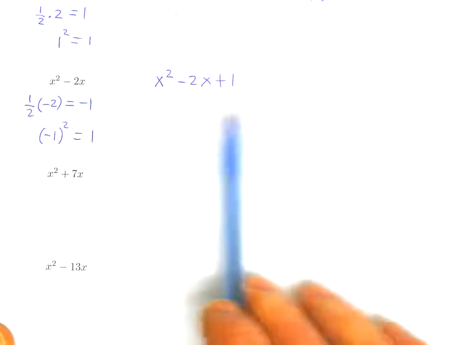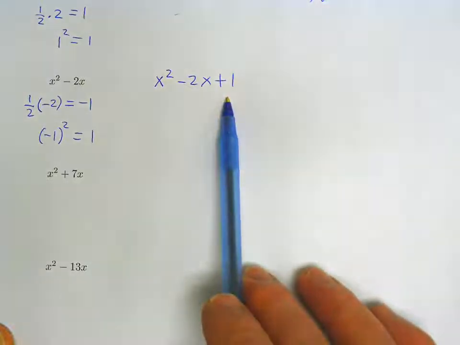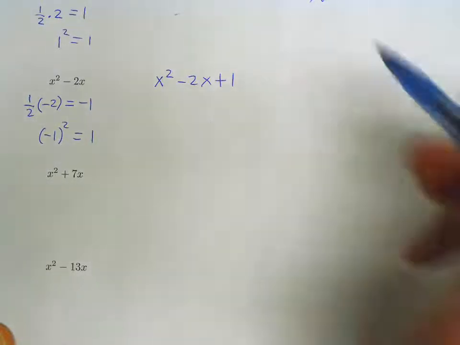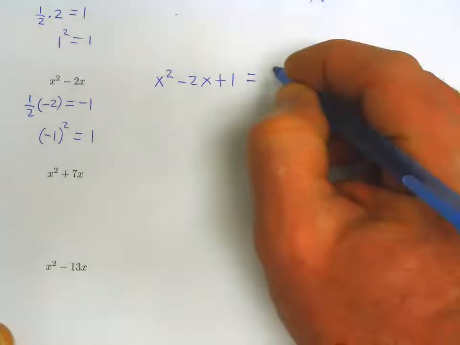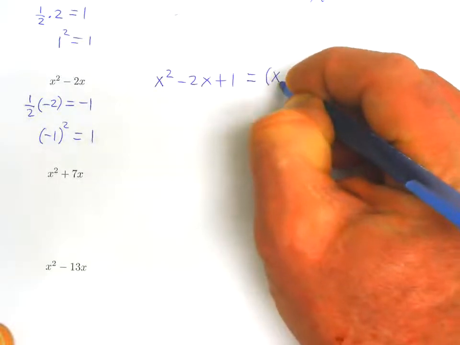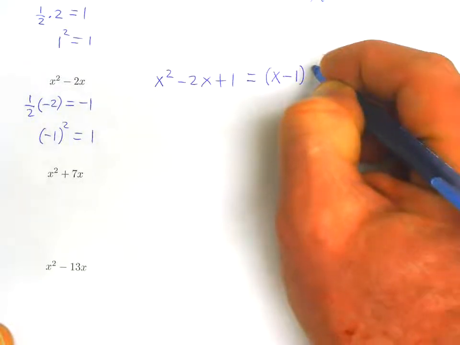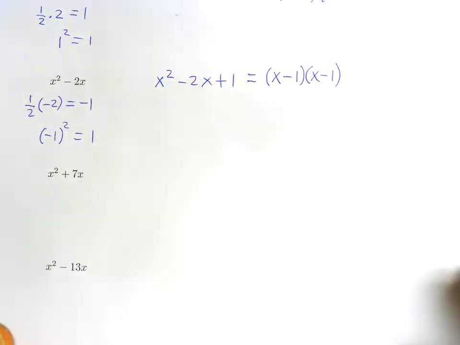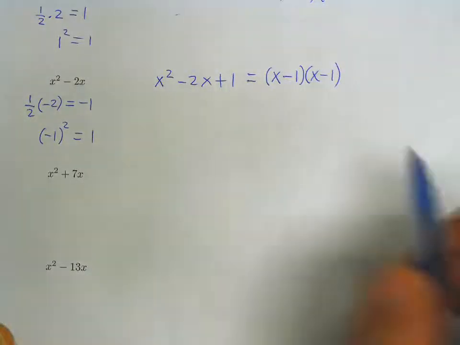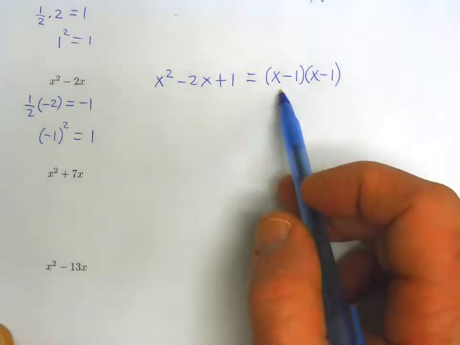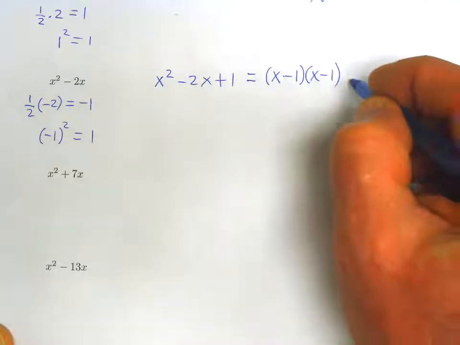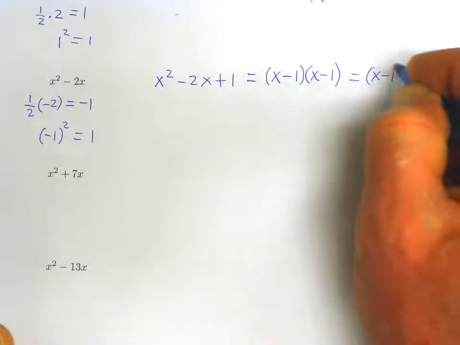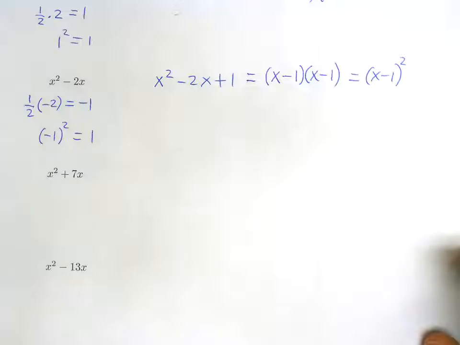This is now a perfect square trinomial. And when we factor it, the two factors are identical. The two factors are x minus 1 and x minus 1. But we're going to write x minus 1 times x minus 1 as x minus 1 to the second.